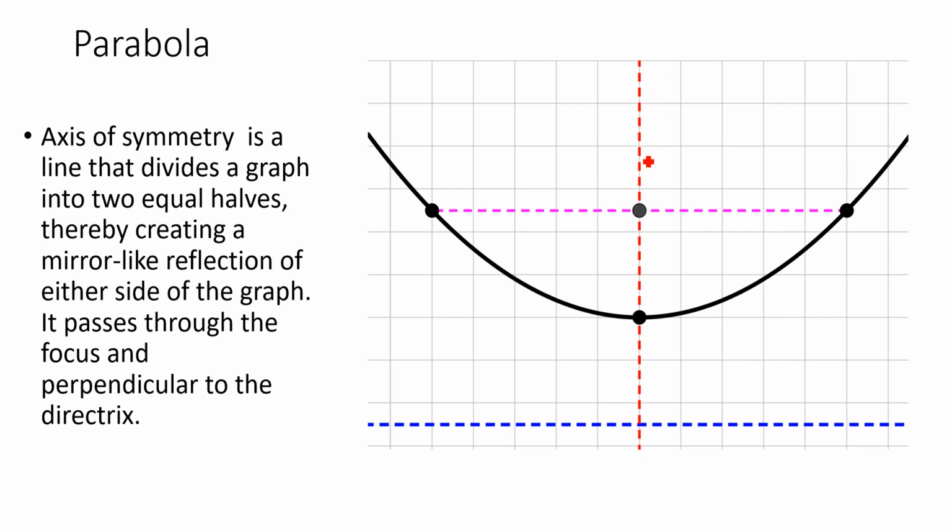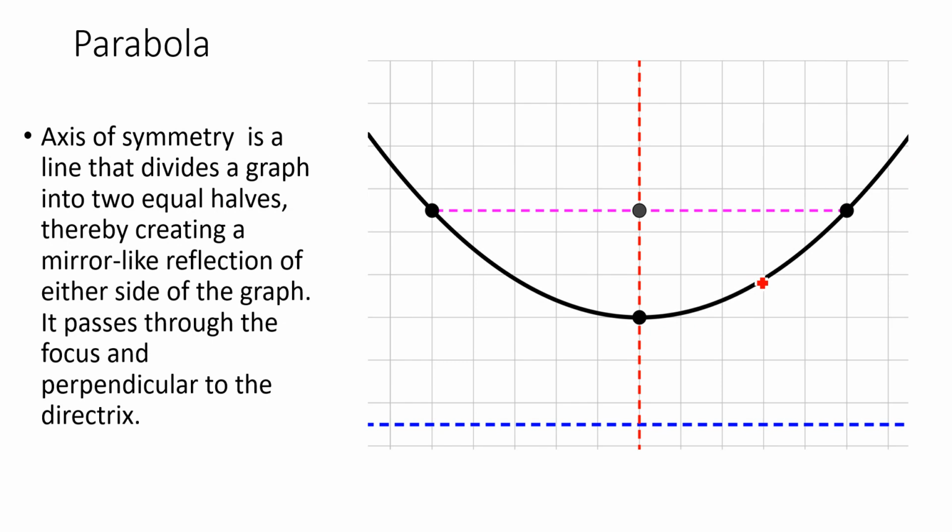Now, if we are going to fold the graph along the axis of symmetry, or along the broken line, we can imagine that this portion of the graph would touch the other side. So they are symmetric. That's what we call the axis of symmetry.